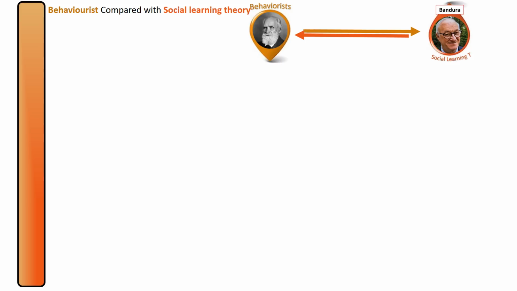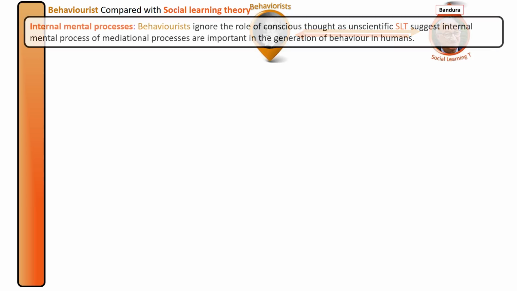So while social learning theorists and behaviorists agree on many things, one thing they really disagree with is internal mental processes. So behaviorists totally ignore the role of conscious thought, and they say it's unscientific to even consider the notion that there are mental processes going on inside the brain, or that they're actually knowable or open to scientific testing. Social learning theorists, however, though they agree with much of what the behaviorists say, do suggest there are internal mental processes. The name for them is mediational processes, and they feel they're important in the generation of behaviour in humans.